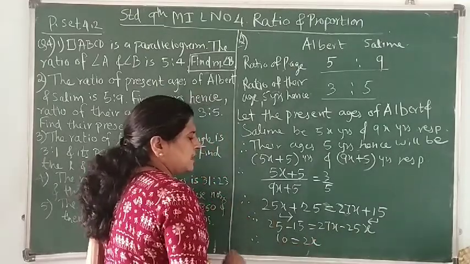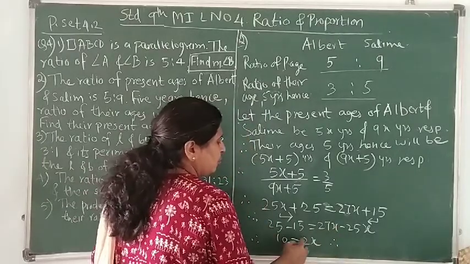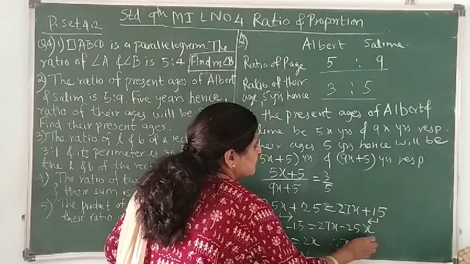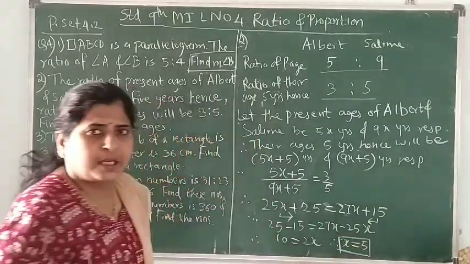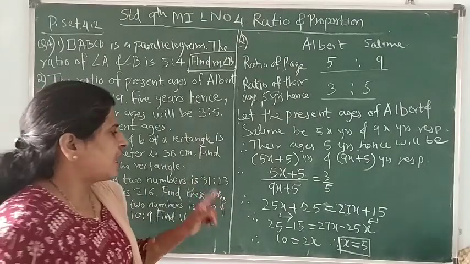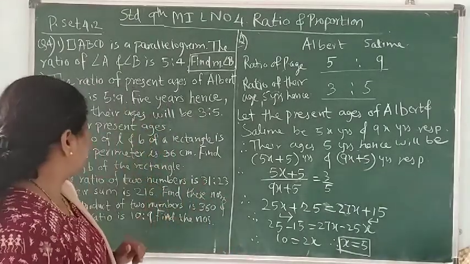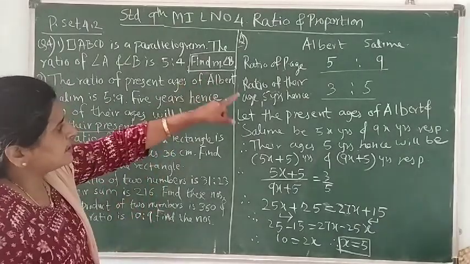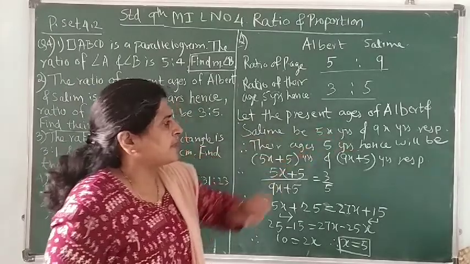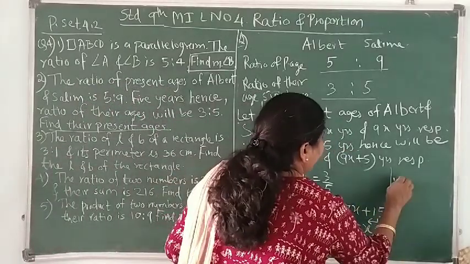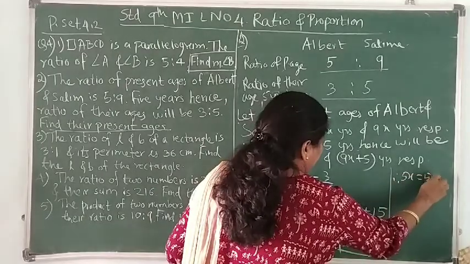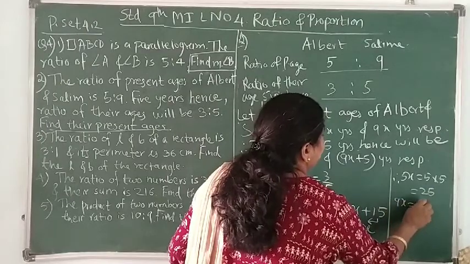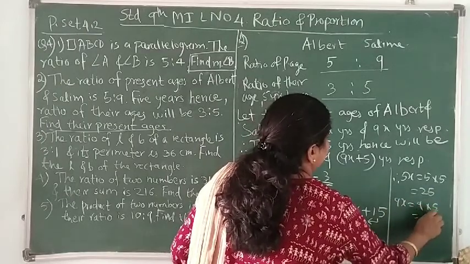So if 2x is 10, then what is the value of x? So x is equal to 10 by 2, that is 2 5s are 10. So x is equal to 5. So we have got this constant multiplier. Then again just check after getting the value of x, what do you want? What is your question? You have to find their present ages. Their means both. So first person is 5x and the second person is 9x. So the value of 5x is 5 into 5, that is 25, and 9x is 9 into 5, 9 5s are 45.